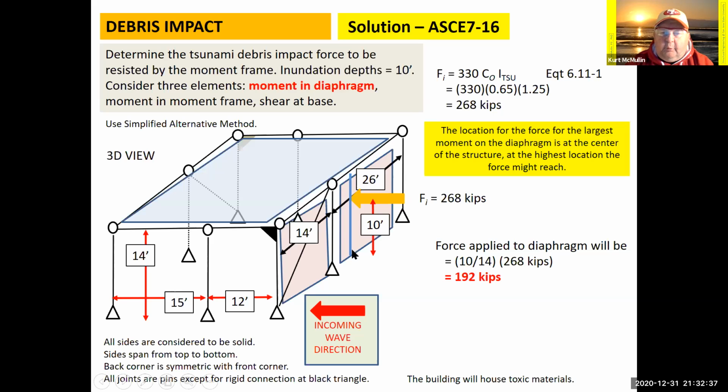So if my wall can withstand that 268 kips, that's going to put a point load in the middle of my diaphragm of 192 kips, which will result in the largest moment that this roof diaphragm has to resist.